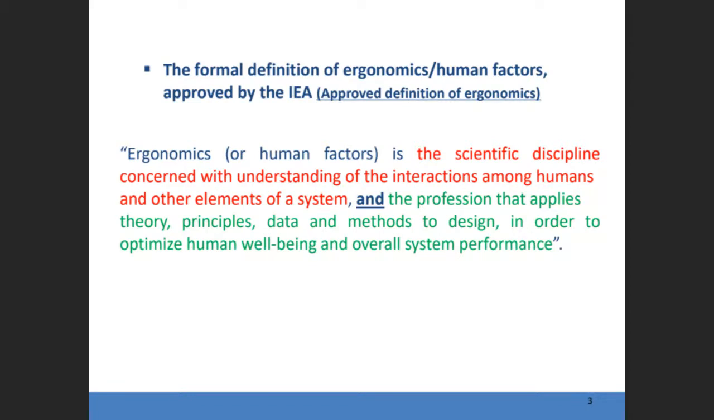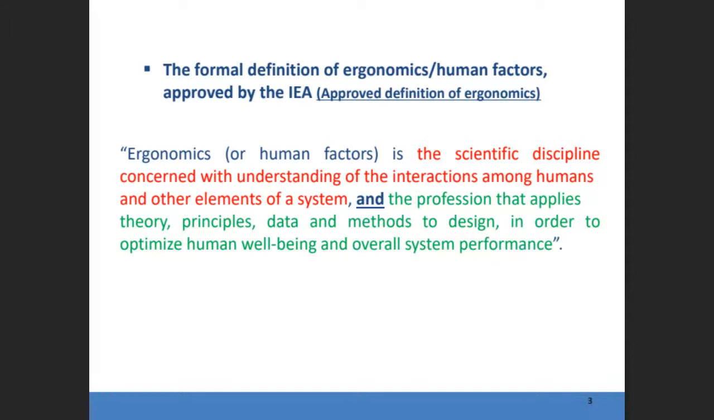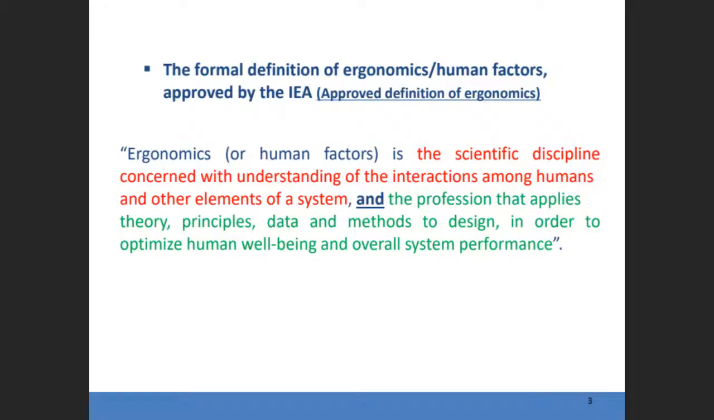So the word ergonomics or human factors is the scientific discipline concerned with understanding of the interaction among humans and other elements of a system. It is a field related to understanding the interaction between the human and the other elements in the system. This is as a discipline, as I say.